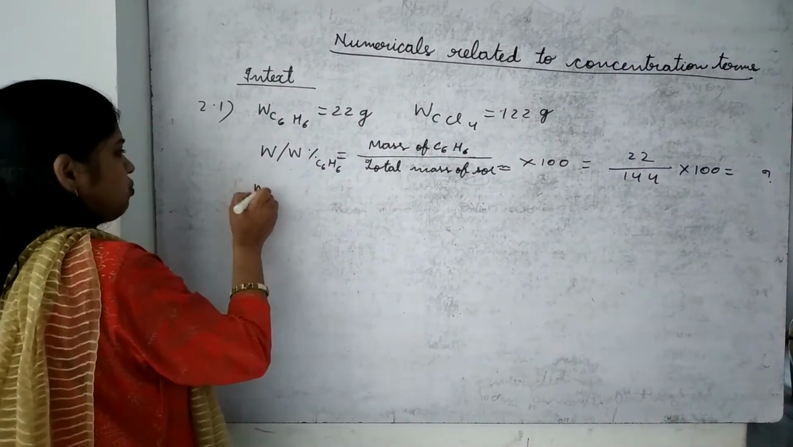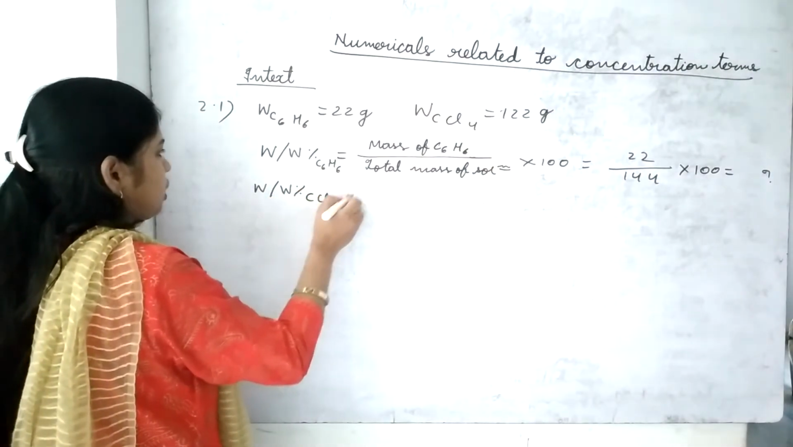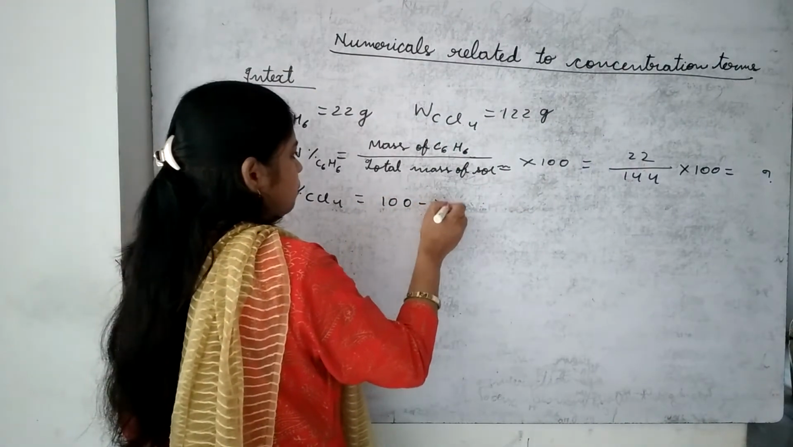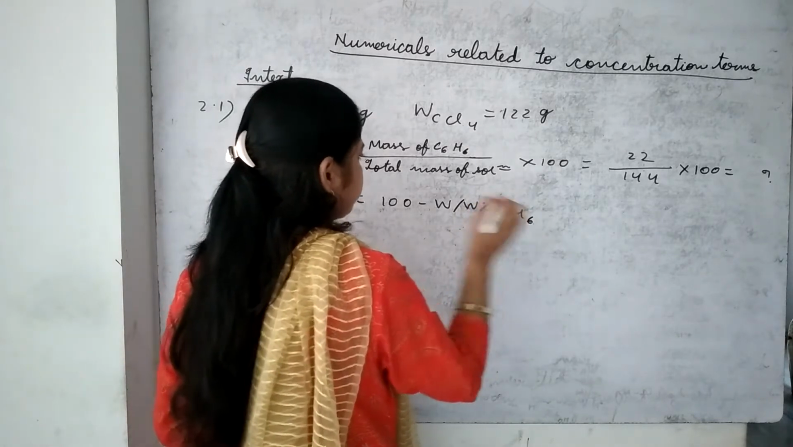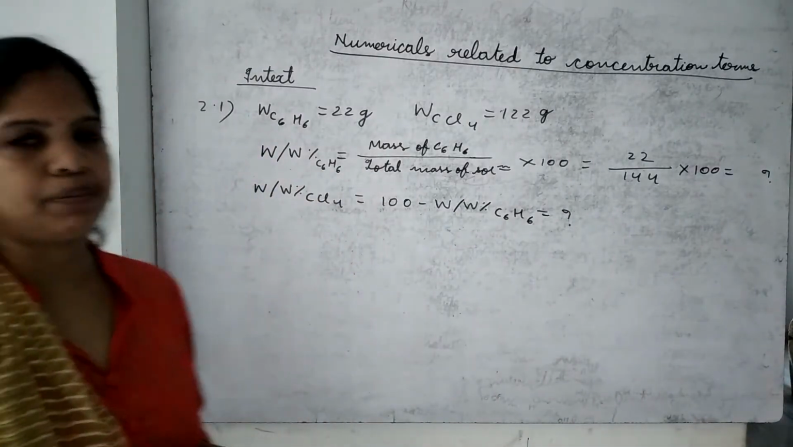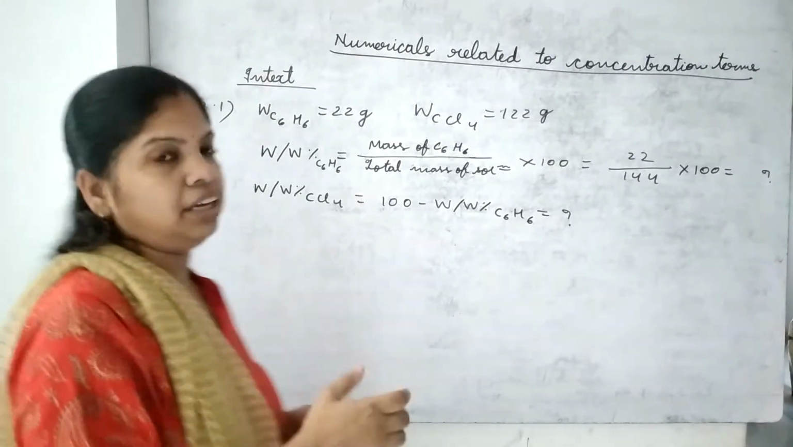Now through this it's very easy to find the mass percentage of CCl4, carbon tetrachloride. So this is 100 minus the mass percentage of benzene. Through this we can find the mass percentage of carbon tetrachloride. So this was very easy.